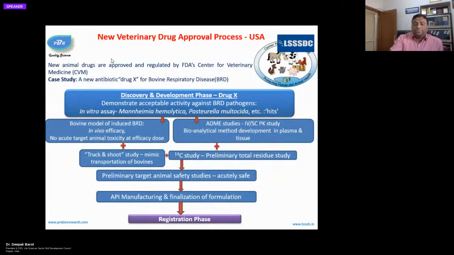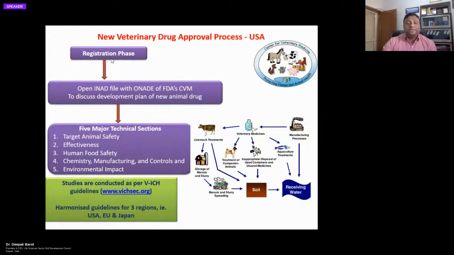The veterinary drug approval process is also more or less the same as the human drug approval process. You need to have proof of concept, in vitro assays, in vivo assays, safety studies, and then finally you go for registration. Additionally, there is one more thing to be studied for veterinary drugs, that is human food safety and environmental safety impact, because finally in one form or another the drug would be released into the environment, so that needs to be tested.